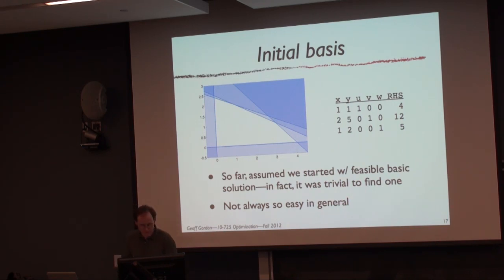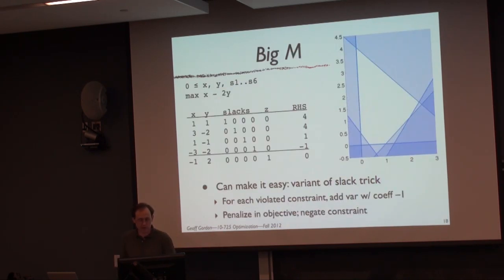Okay? So how do we find our initial basis? Probably the most popular method is what's called the big M method. You'll see why it's called that in a sec. So here I have a linear program where the initial basis is not feasible, right? Well, so what do I do?